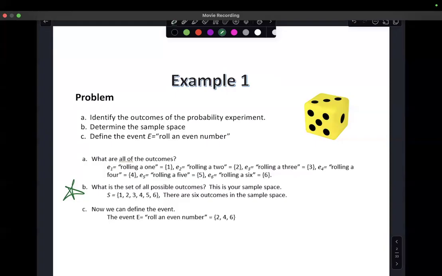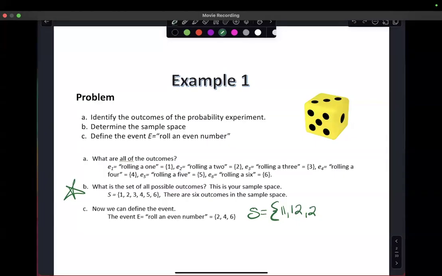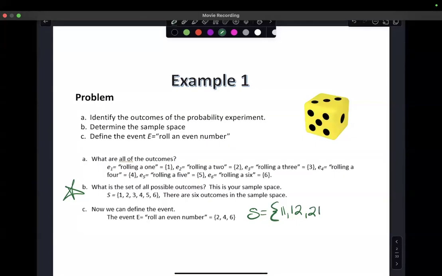So if I was rolling two dice, I'm not going to do all 36 of them because that's just ridiculous. But if I was rolling two dice, I'd have 1, 1, I'd have 1, 2, but also 2, 1 is a different roll. 2, 1 is a different roll than 1, 2, because if the first die is 1 and the second one is 2, the second option is the first die is 2 and the second one is 1. So these would be two separate options.